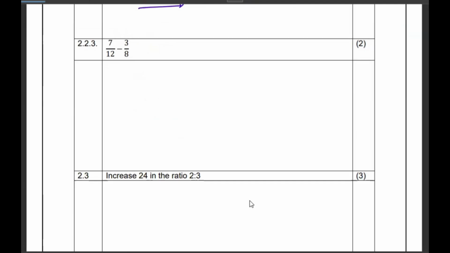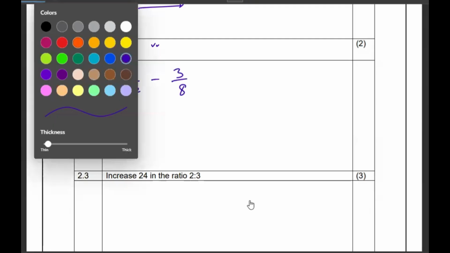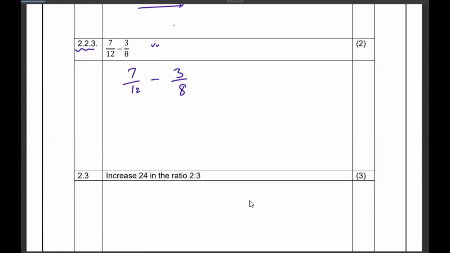2.2.3, yes, I forgot to talk about the fractions, common and decimal fractions under our scope. So whenever we are dealing with common fractions, whether you're adding or subtracting, you need to find the LCD. But to make life easy for myself, I'll just use what we call the crisscross. So 7 times 8 minus 12 times 3 over 12 times 8. I'll need to simplify this.